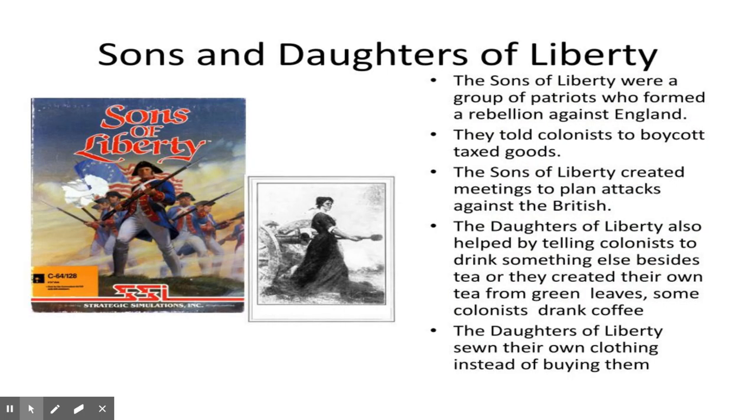So Sons of Liberty, Daughters of Liberty, these are kind of protest groups. They were formed as an anti-English, anti-tax group, very rebellious, maybe go a little too far, I guess. Many people don't know much about the Daughters of Liberty, but they were just as important and just as equal as the Sons of Liberty.